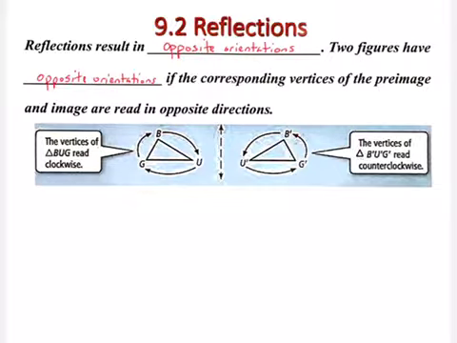So as we look at this example, we would read this BUG going clockwise, where the images, in order to keep the corresponding pieces named in the same order, would be B prime, U prime, G prime, but they would be read counterclockwise around the shape. That's what they mean by opposite orientations.